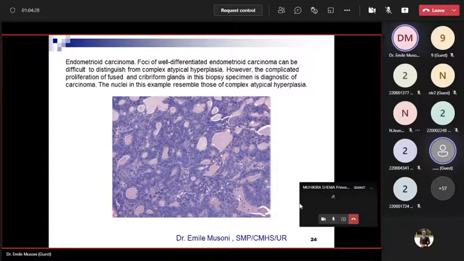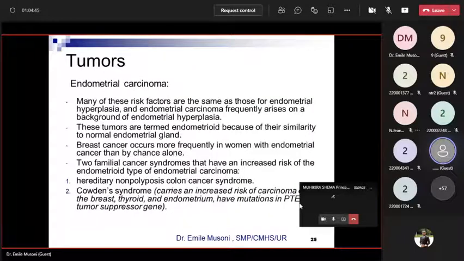This is an image of endometrial carcinoma, but most of the time they are known as endometrioid carcinoma. Endometrial carcinoma, we have said about it.